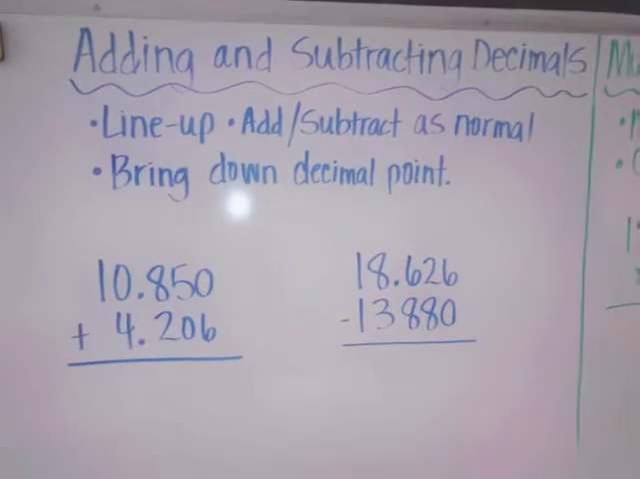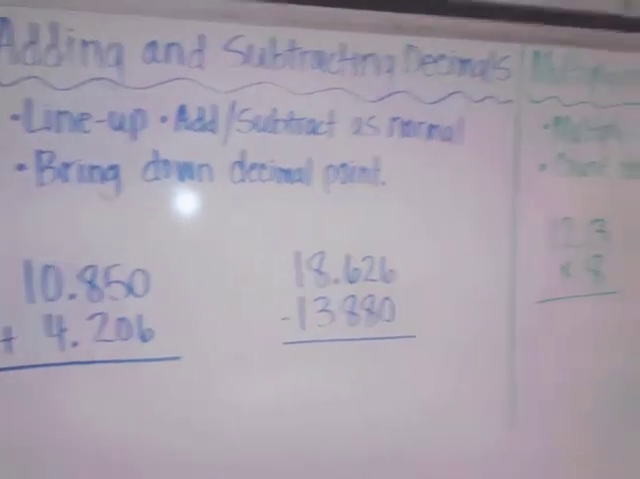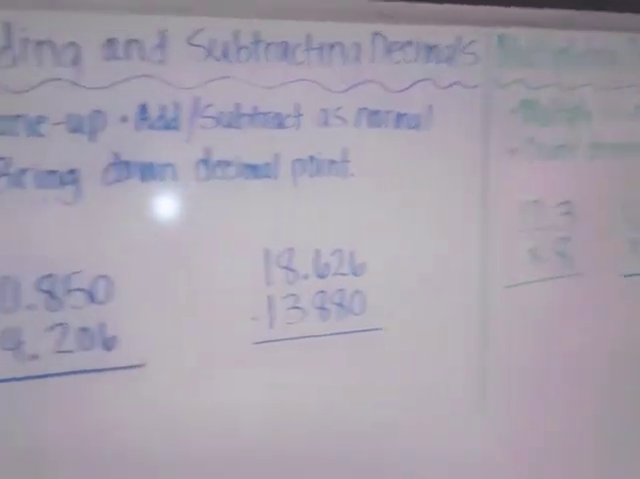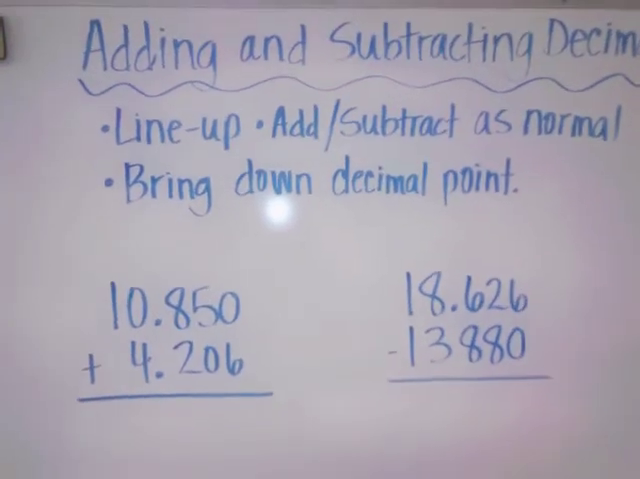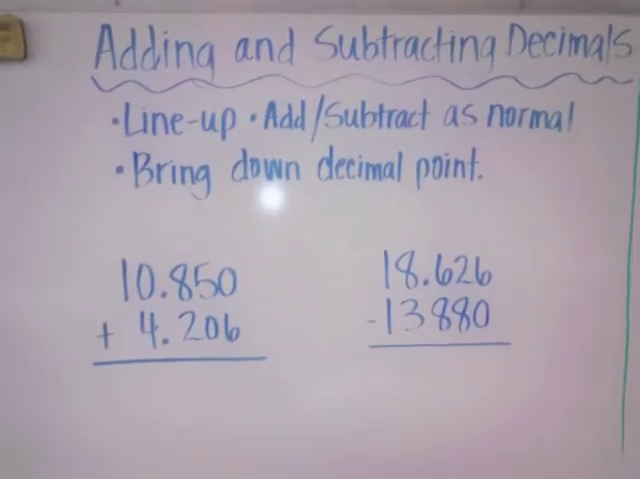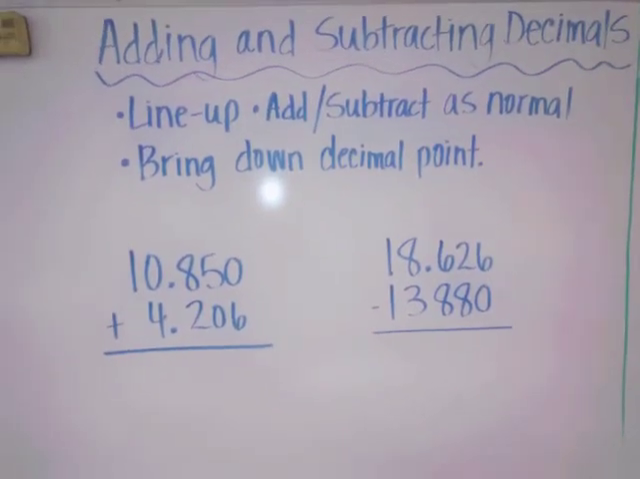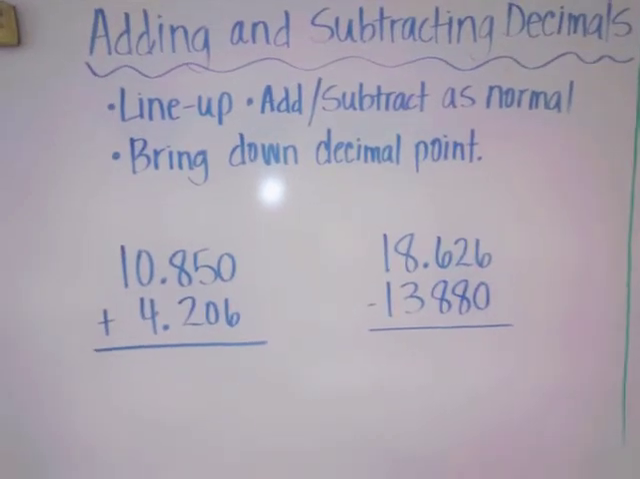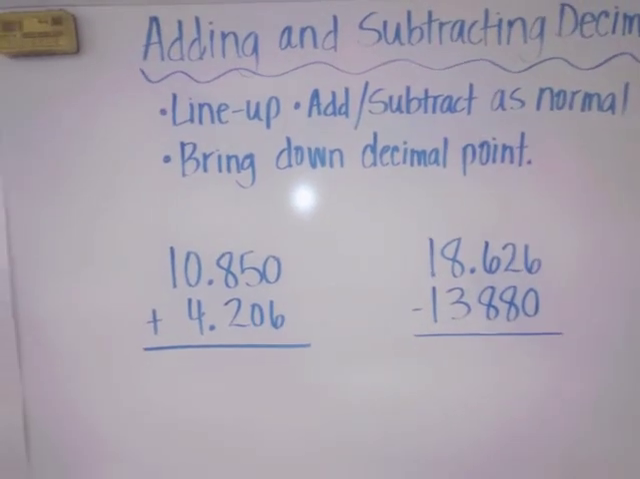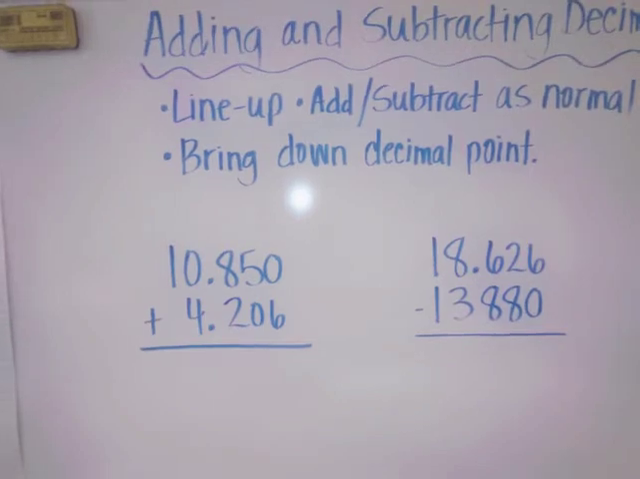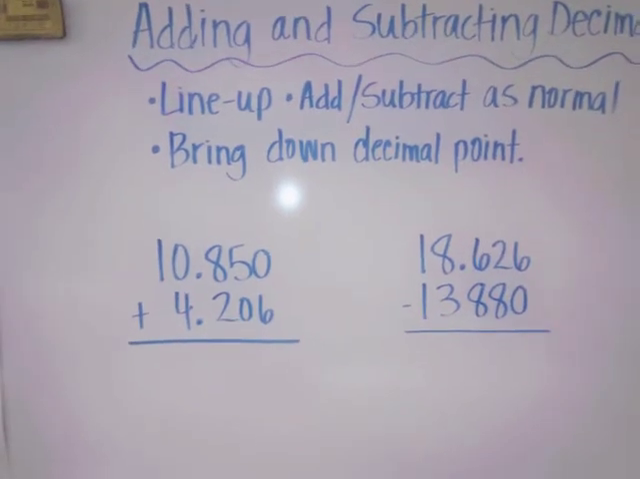Within this session, we'll be discussing adding and subtracting decimals, as well as multiplying decimals. Adding and subtracting are combined because their rules are very similar. The only difference is one you're adding and the other you are subtracting. So the rules are you're going to line up your decimals, you're going to add or subtract as you normally would, then you just bring down your decimal point.